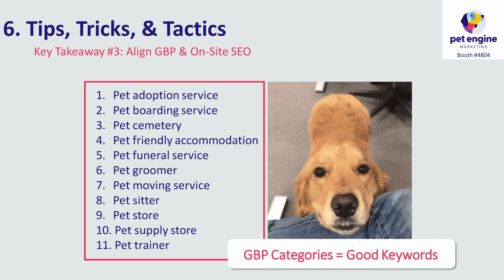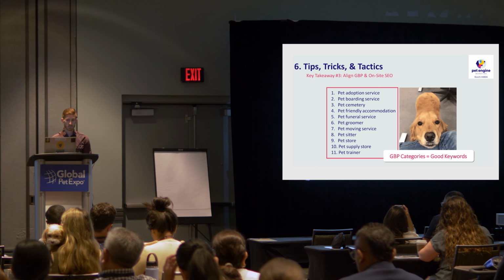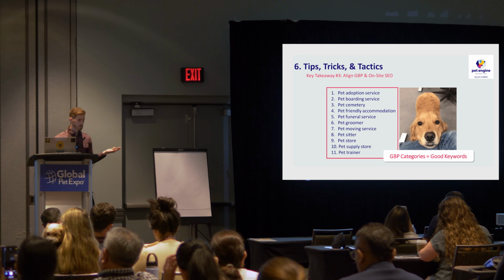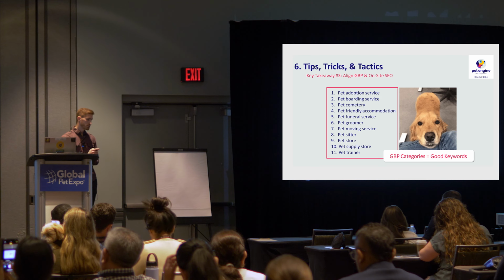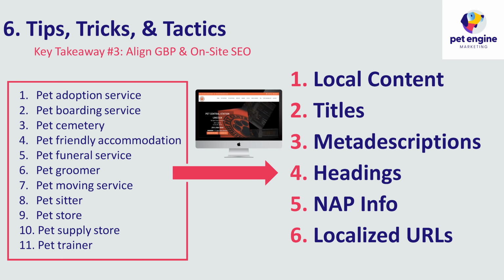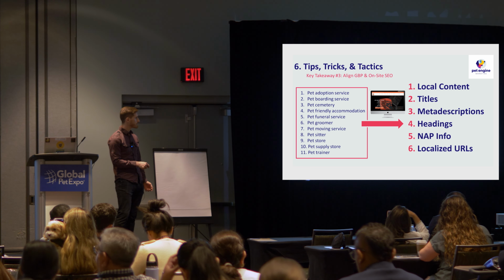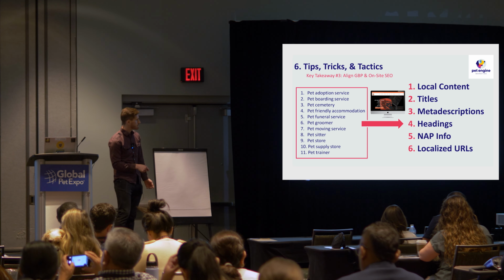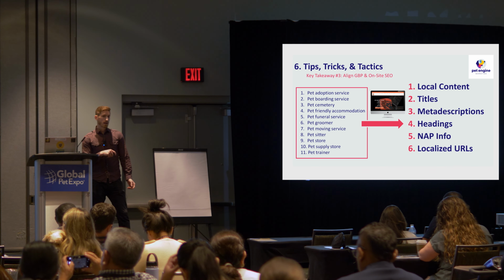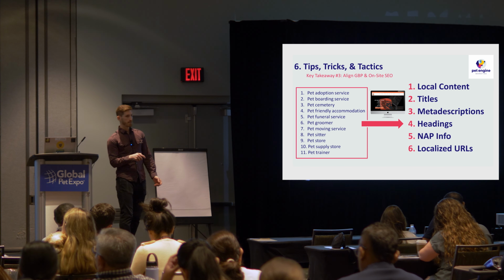So these are some decent primary keywords that you want to use essentially on your website for on-site SEO. However, where do we put them? Well, I would recommend that we put these on the back end of our website into things like local content, title, meta descriptions, headings, NAP info, right? That's name, address, phone number, and then your localized URL. This is not on the Google business profile, right? This is on the back end of your website.